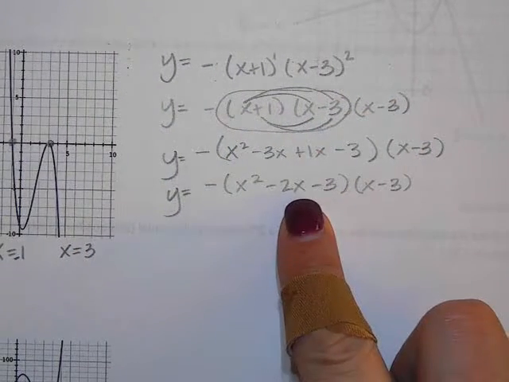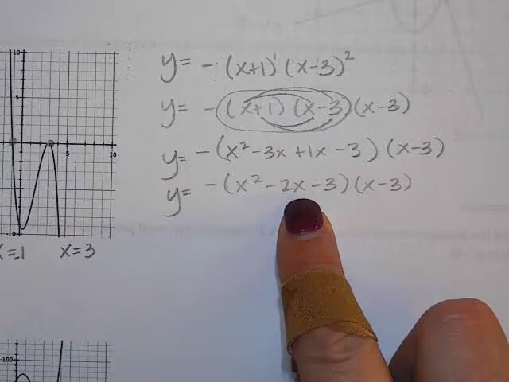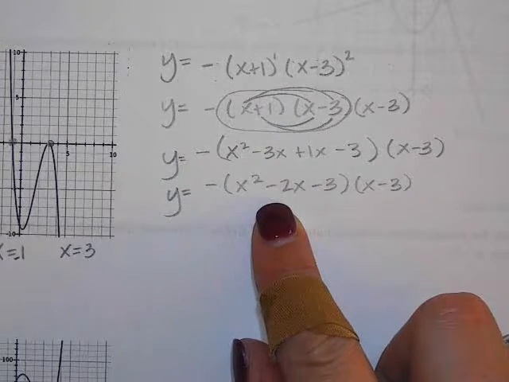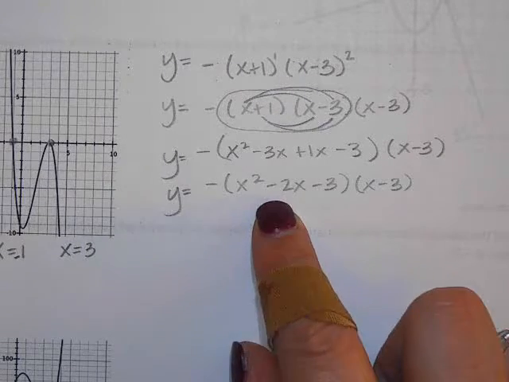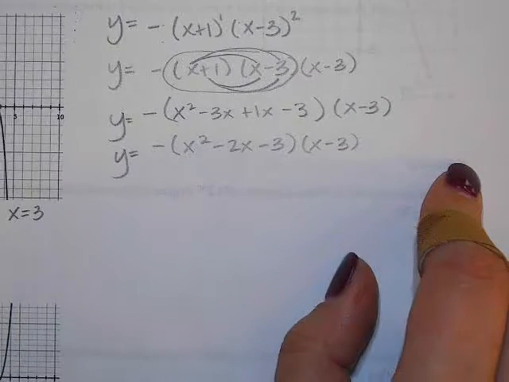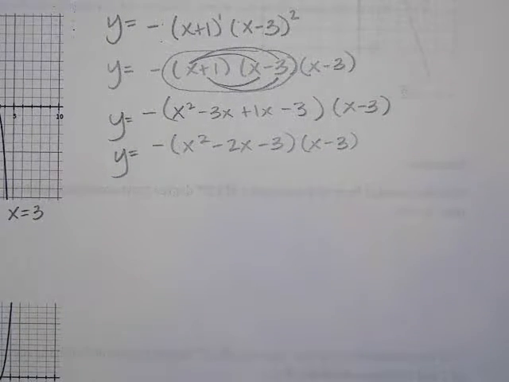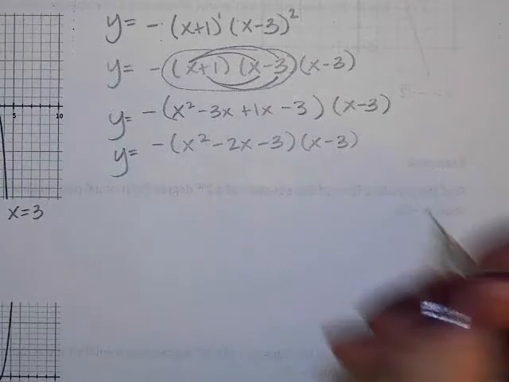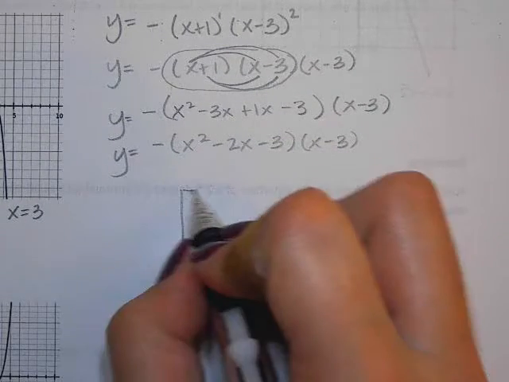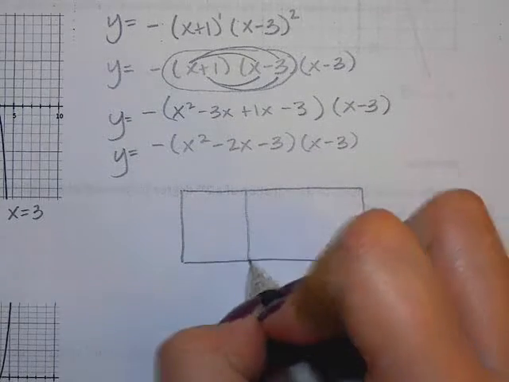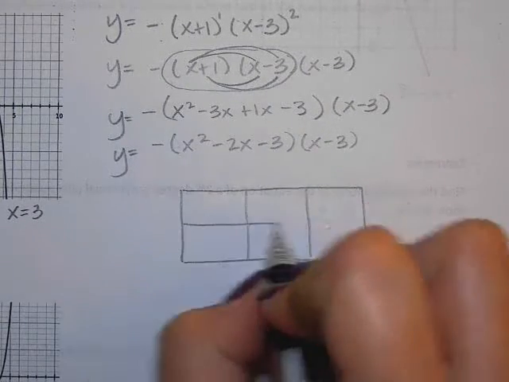Now, I would say that most students have a hard time FOILing stuff like this when there's more than 2 terms times 2 terms. Two terms times two terms like this is pretty easy. Anything more than that is more difficult. So what I like to do is use a box to multiply it. So I have 3 terms multiplied by 2 terms. So that means that when I make a box, my box has to be 3 terms by 2 terms. So there's 3 by 2.